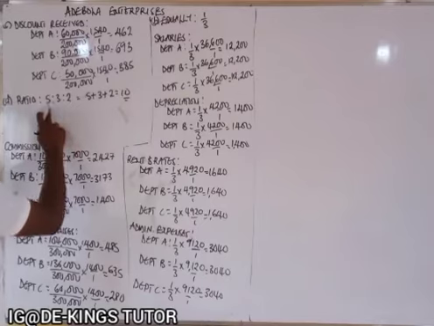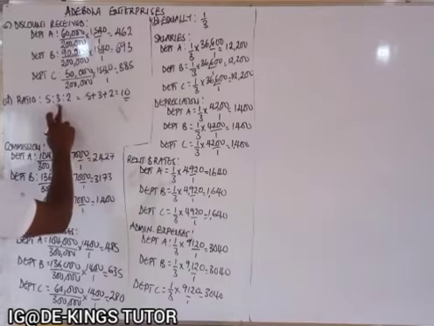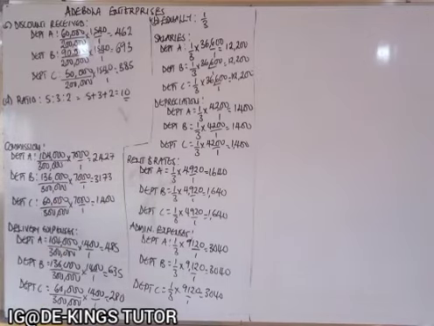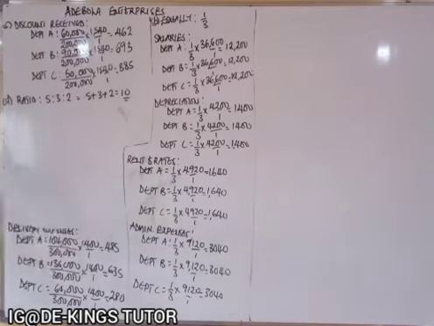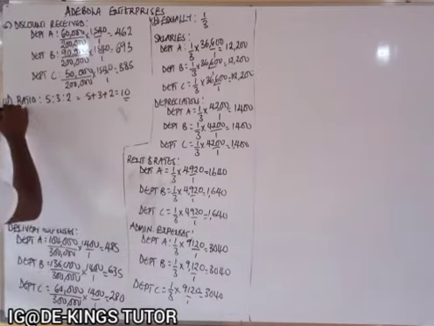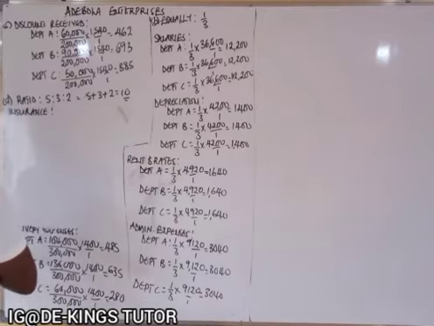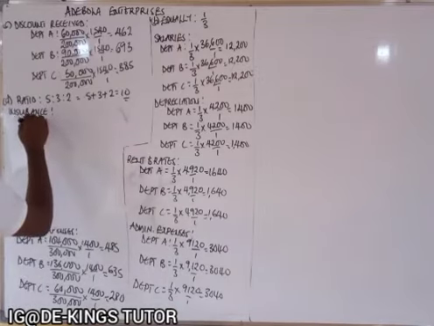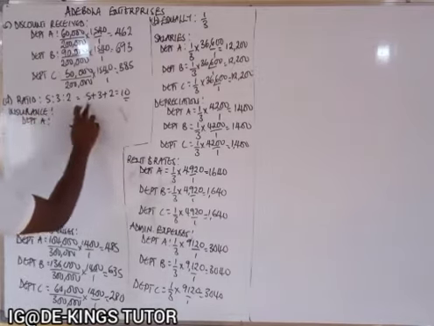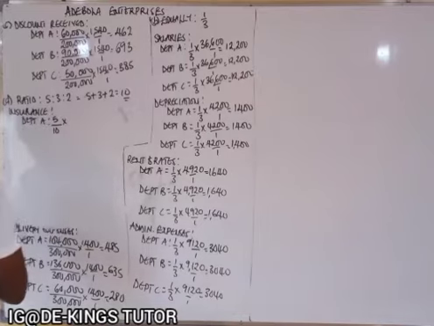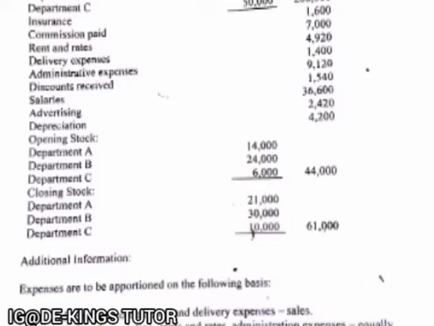So for department A, it will be 5/10. Department B, it is 3/10. Department C, it is 2/10. Okay? So if we do that for the insurance, for department A now, it is 5 over the total of 10 times what is the amount for insurance?